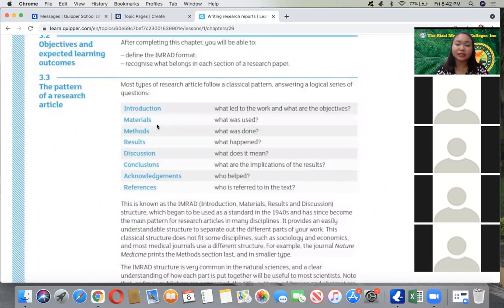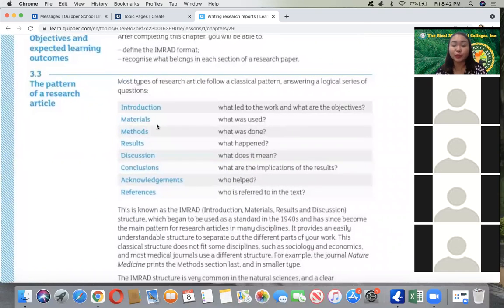So as a review, I know we've been talking about how to write the introduction, and I already have given you example of the specific words used in some of my researches, in some of my papers. So again, for introduction, it will answer the question, what led to the work and what are the objectives?